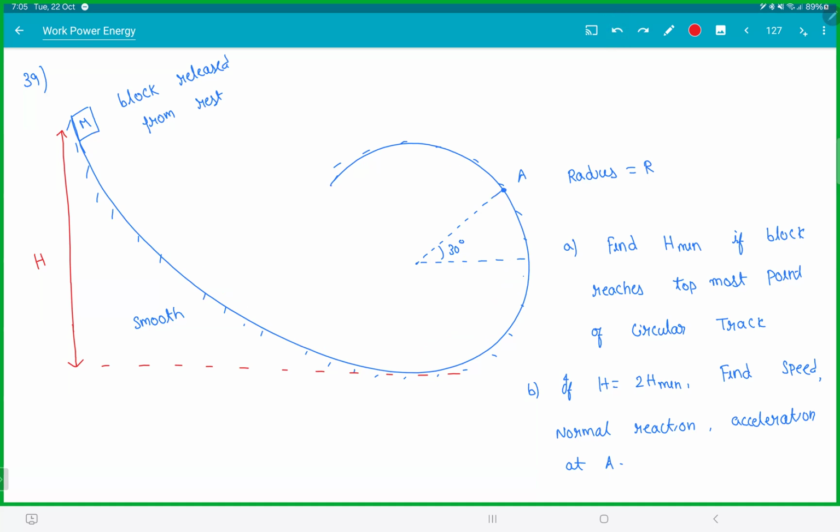Second thing, if this height is 2 times h minimum, then when it reaches point A, what is the speed? What is the normal reaction? And what is the acceleration? Hope the question is clear. Got an answer, type in the chat box here. The first was easy. You should have got it by now.